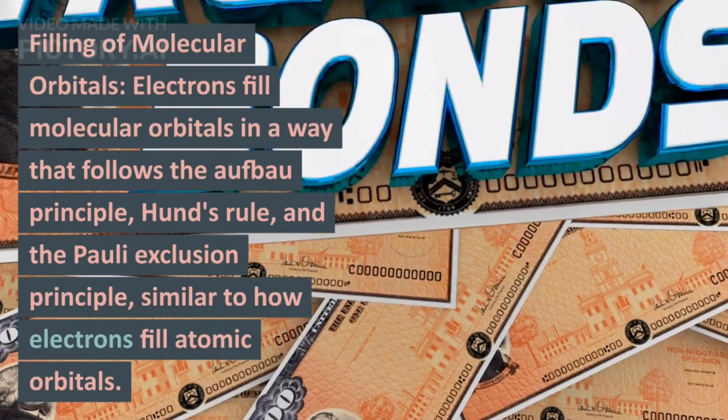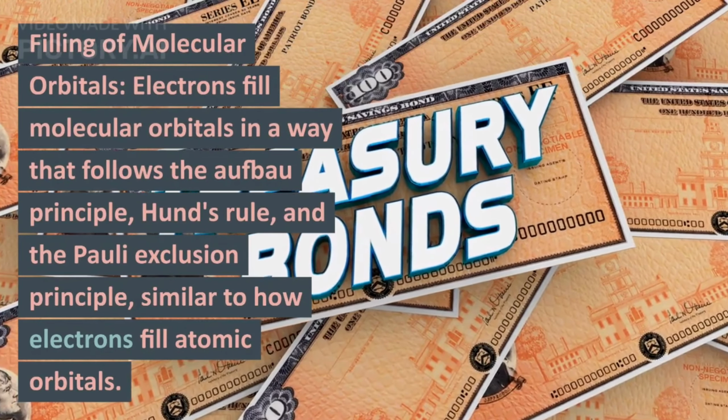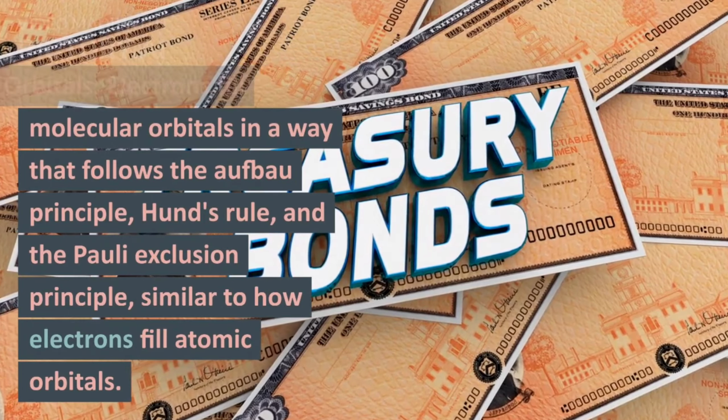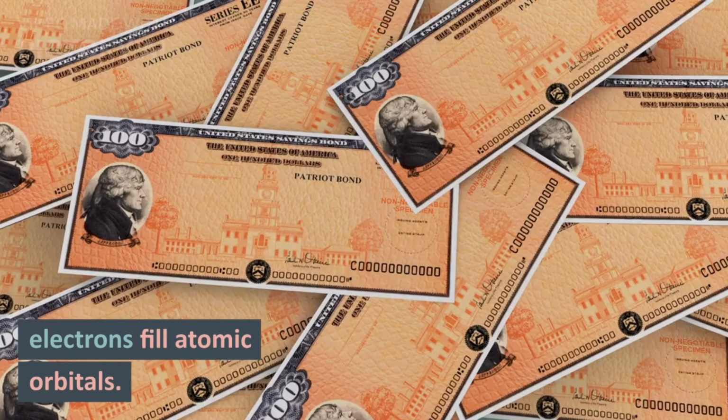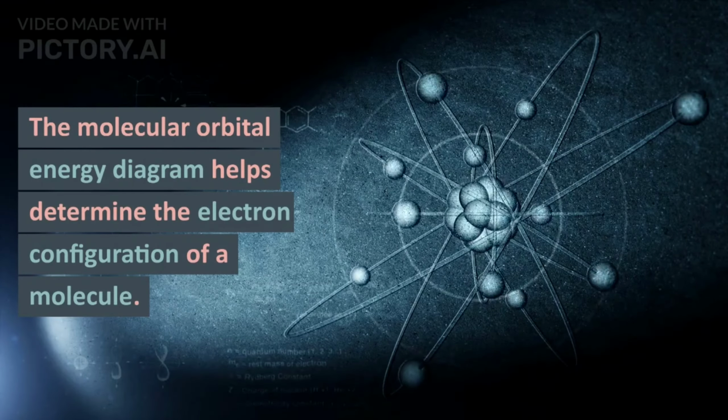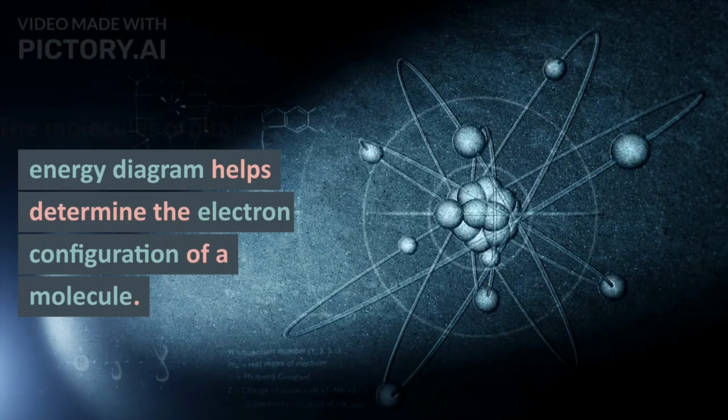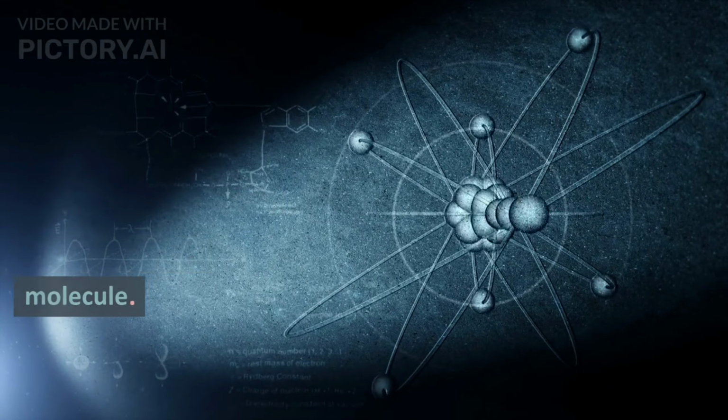Filling of molecular orbitals. Electrons fill molecular orbitals in a way that follows the Aufbau principle, Hund's rule, and the Pauli exclusion principle, similar to how electrons fill atomic orbitals. The molecular orbital energy diagram helps determine the electron configuration of a molecule.